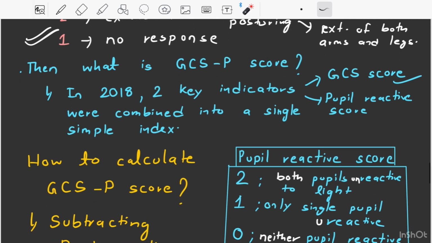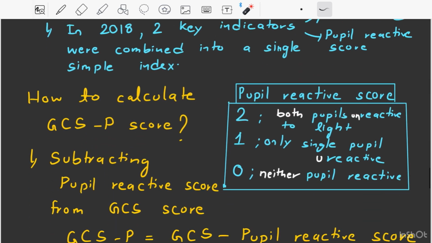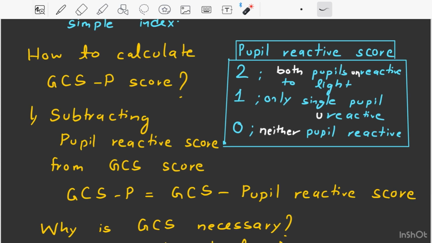So how do we calculate GCS P score? To calculate GCS P score, at first we should know the pupil reactive score. Then what is the pupil reactive score? It is a scoring system to assess the reactivity of the pupil. The highest value of the pupil reactive score is 2 and the minimum value is 0. It is not 1 in this case. So when do we give pupil reactive score of 2? If both pupils are unreactive to light.